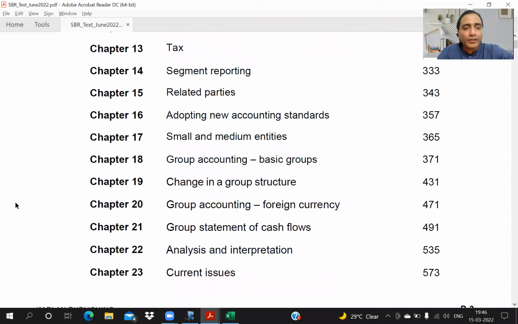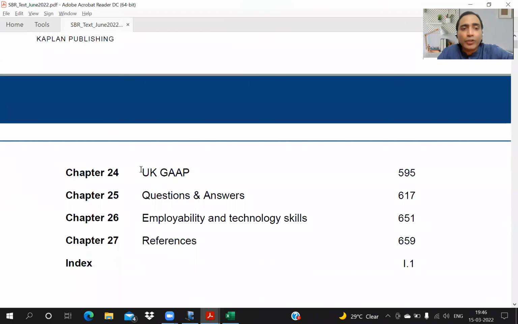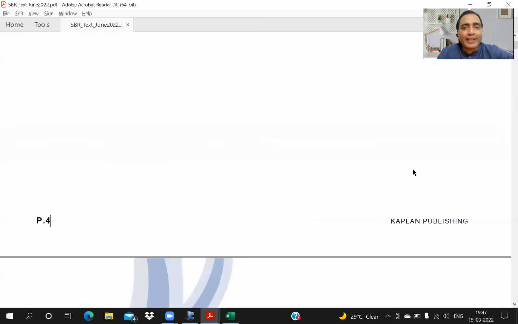So you have around 23 topics. You can completely ignore 24 because I hope you know there are two variants of SBR. One is the INT variant, the international variant, and one is the UK variant. We are learning right now for the INT. All of us give INT, not the UK one. So you can completely ignore chapter number 24. Then 25, 26, 27, again, they are not part of your syllabus. There are questions and answers and some additional information given to you. So basically, we are supposed to focus on the first 23 topics.